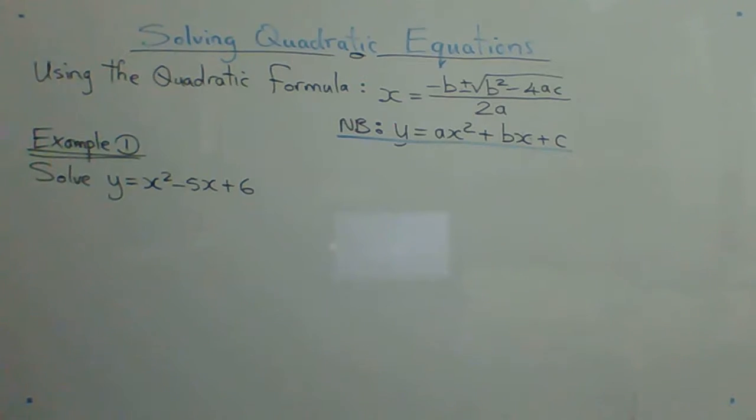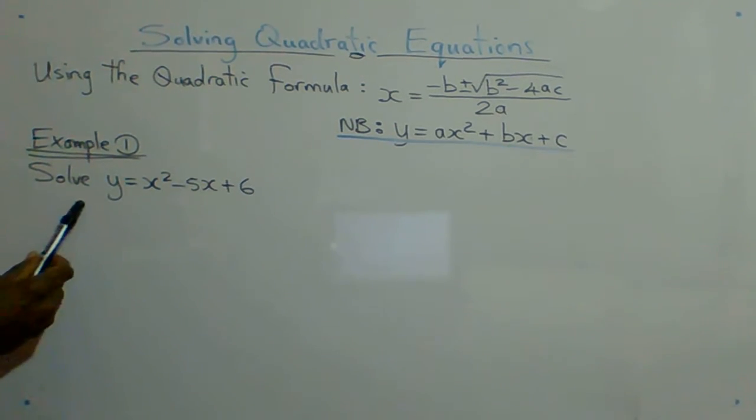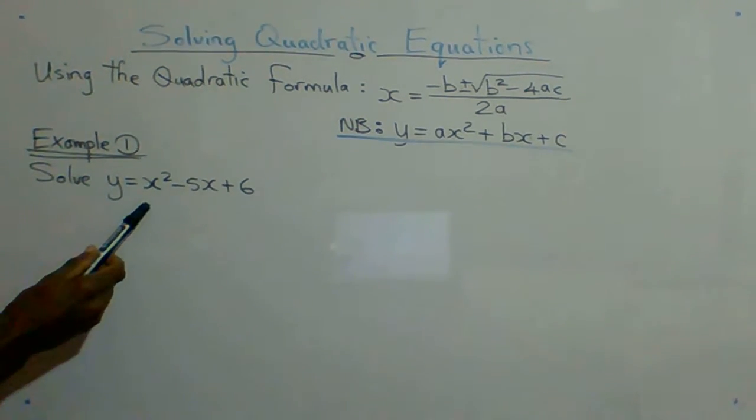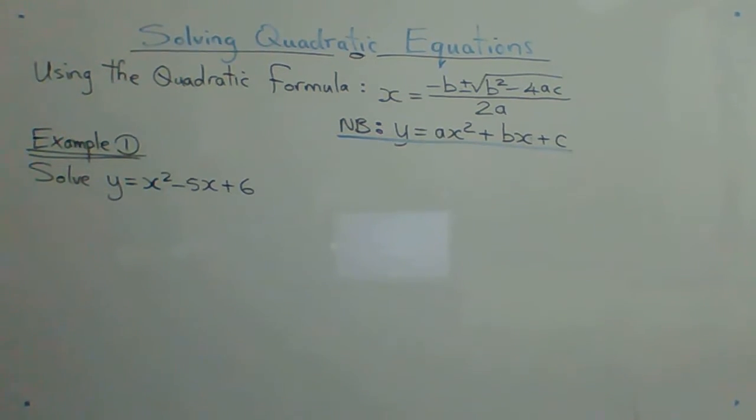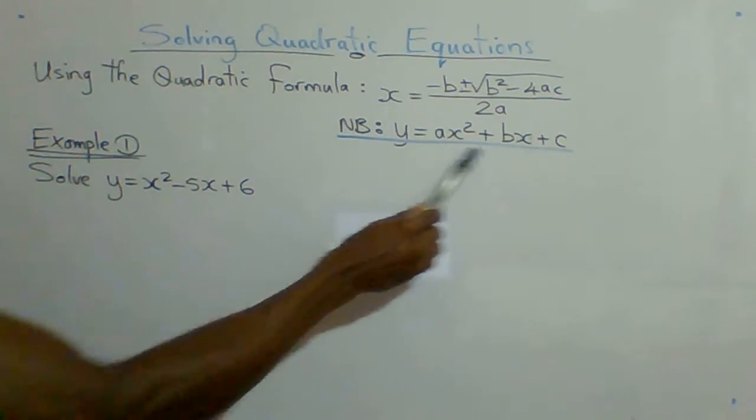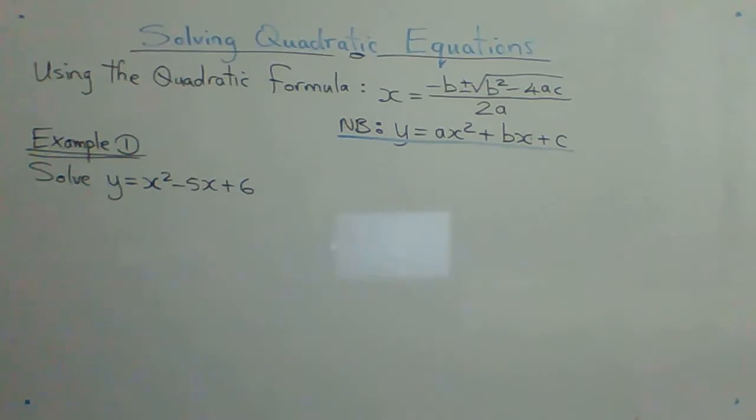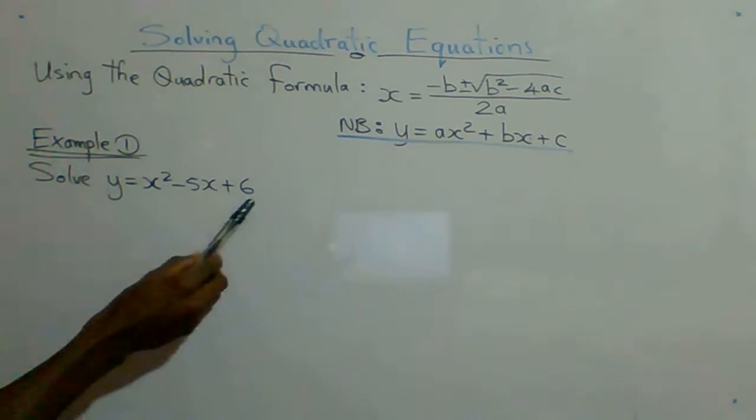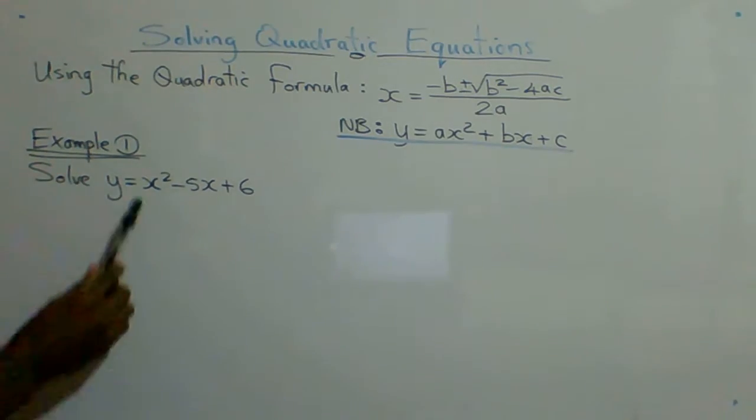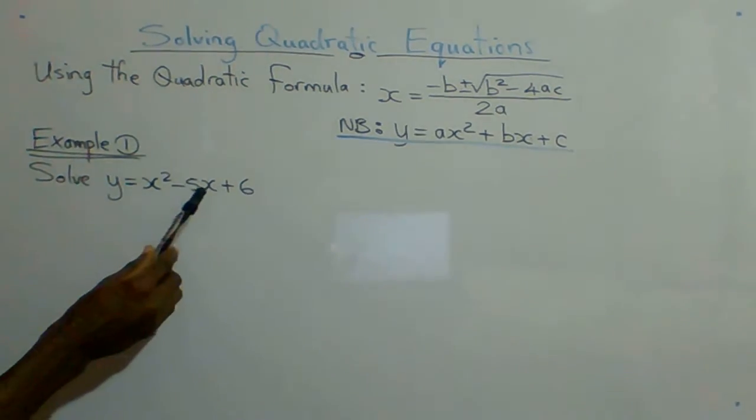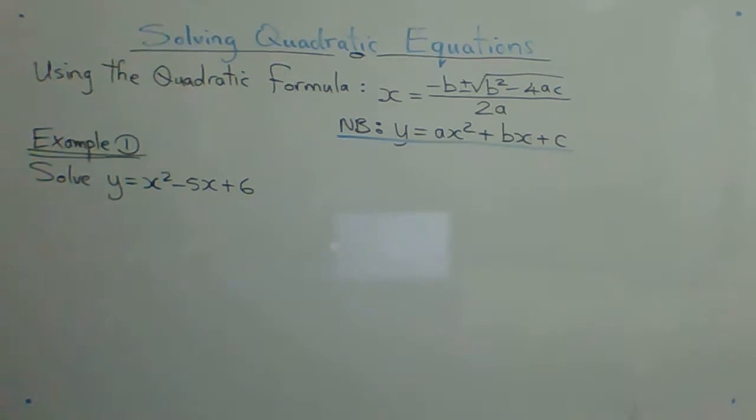So in our first example, we need to solve y equals x squared minus 5x plus 6. Our first step is to correctly identify our a, our b, and our c, just like in the standard format of the quadratic equation. Now, this is in the standard format because just like over here, we have our x squared term followed by our x term followed by the constant.